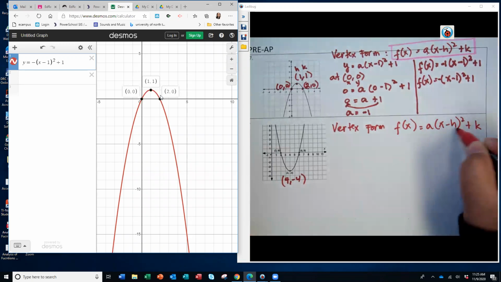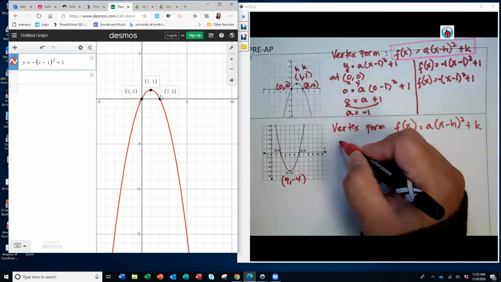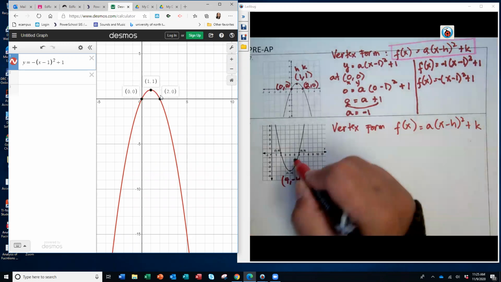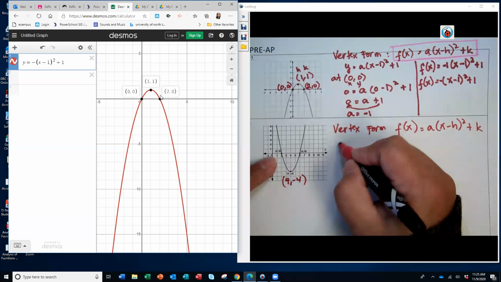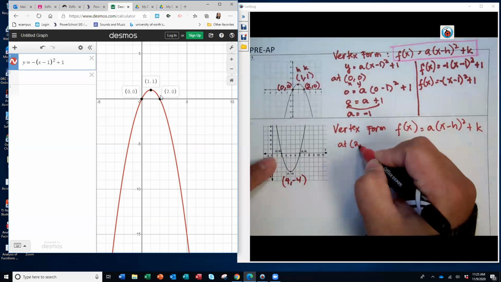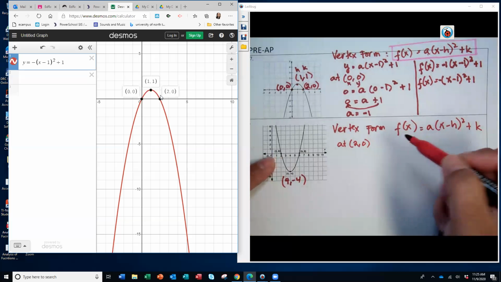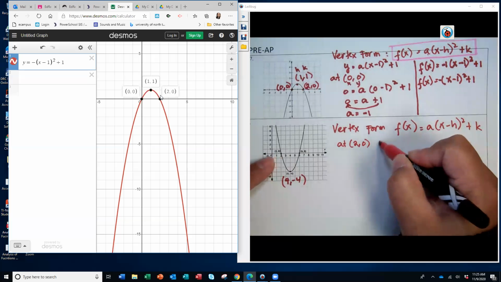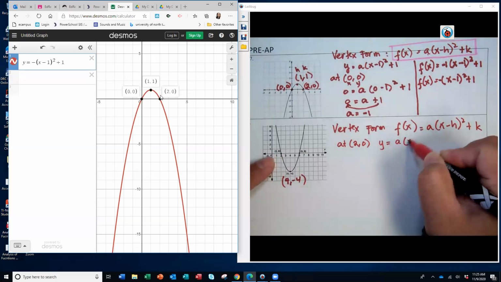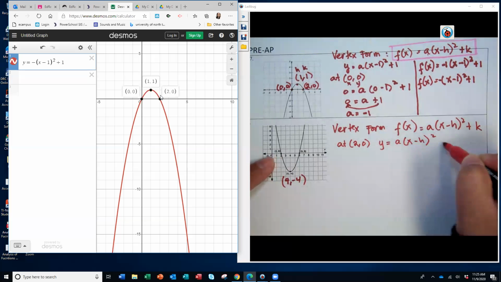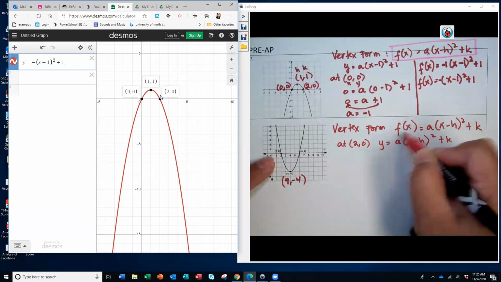So we need h, we need k, we need a, okay? But we will need another point. 2 and 6, I will pick 2, 0 because it's smaller. You could pick any one of them, but I'll pick the smaller number, 2, 0. So now I'll have to plug in. It says y is equal to a times (x minus h) squared plus k. I just took out the f of x, although they're the same.